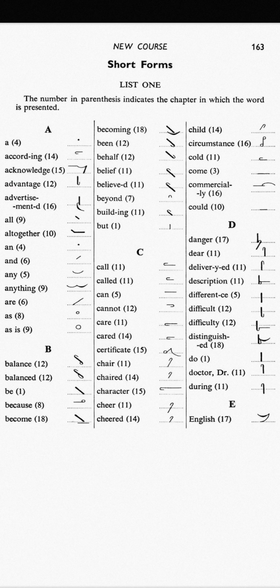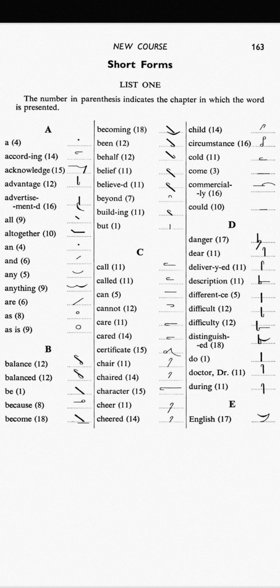J stroke through the line with R hook for cheer. J stroke on the line with R hook half deer for cheered. J stroke with L hook half deer above the line for child. S circle T and S circle on the line for circumstance. K stroke with L hook half deer on the line for cold. K stroke on the line for come.